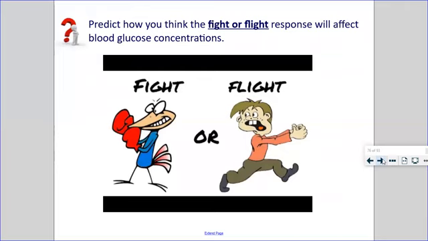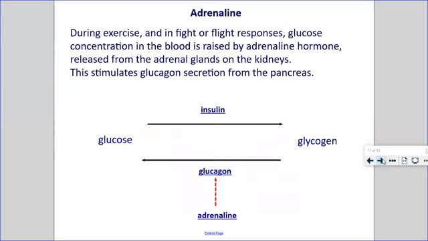Well, in a fight or flight situation, you're going to need more energy. You're going to be running away, or you're going to be fighting for your life. So energy is going to be required. So you're going to need more glucose, and that's what adrenaline eventually leads to. So when you face these stressful or scary situations, adrenaline stimulates the release of glucagon. And remember, we just learned that glucagon sends the message to get more glucose into the blood. So adrenaline, in effect, increases the blood glucose levels.